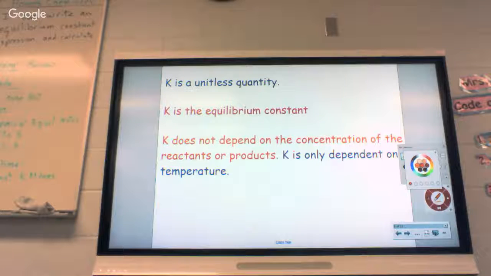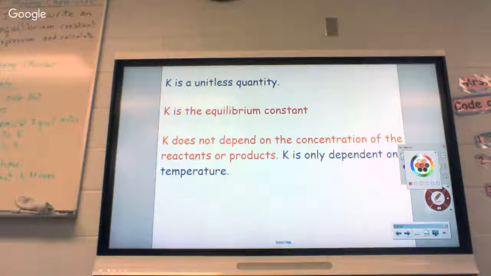So, when we're calculating our K, because K is dependent on temperature, what will they always give in the word problem? The temperature. Will we ever do anything with the temperature? No, but they will always give the temperature because K is dependent on what? Temperature. So I have to give it to you. We're just not going to do anything with it. Does that make sense? Okay.